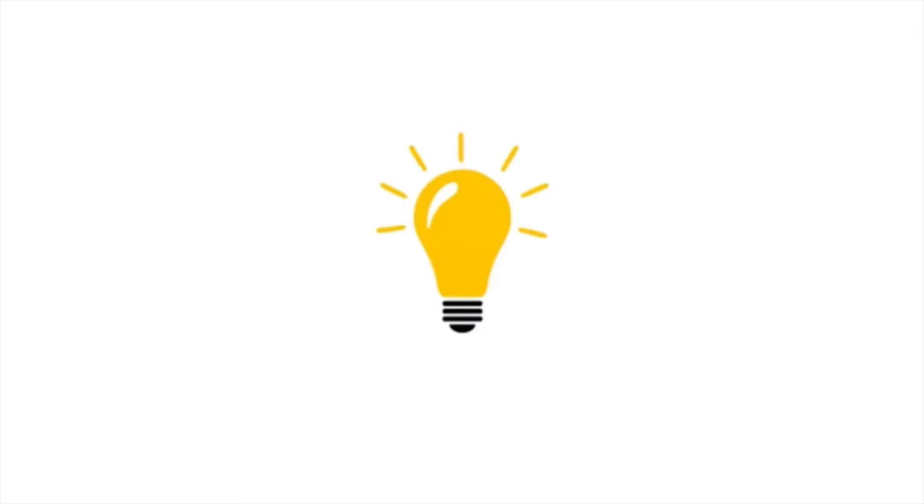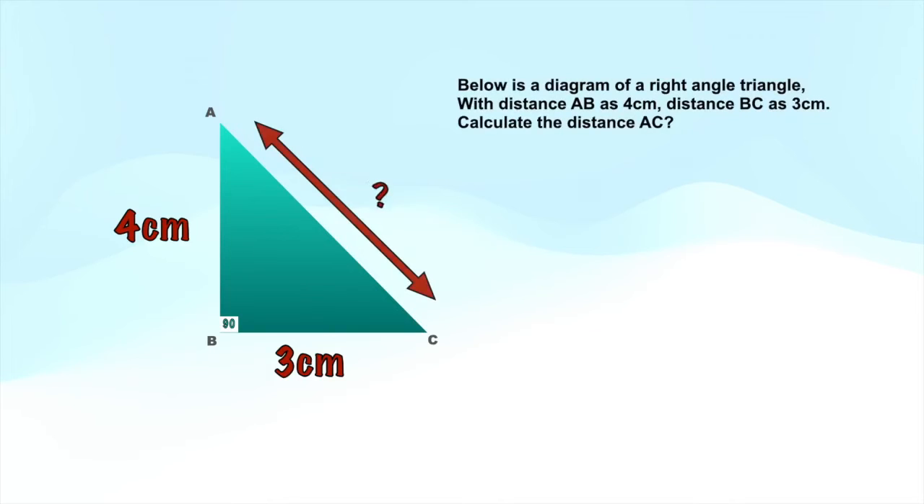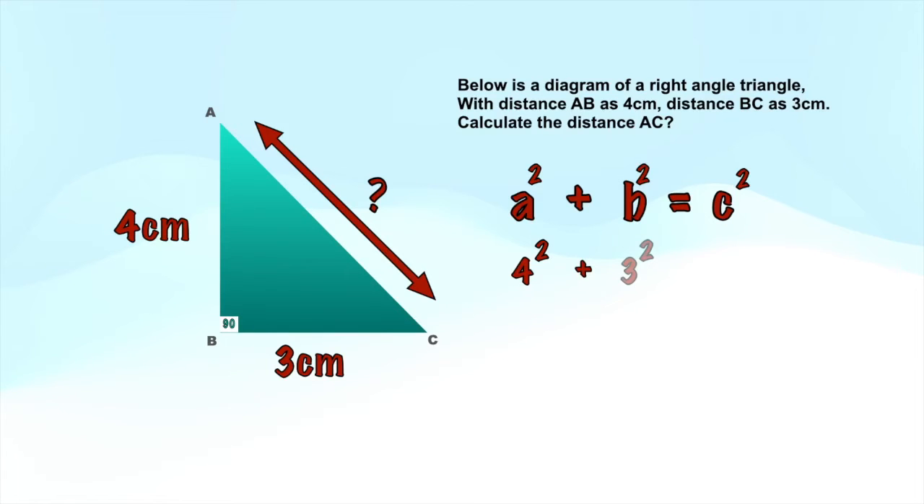Let's try a question. We're given a right angle triangle with length AB as 4 centimeters, length BC as 3 centimeters, and we have to calculate the distance AC. First thing we do is write down the formula, then we substitute our numbers. So A is 4 and B is 3. 4 squared plus 3 squared would equal C squared. 16 plus 9 would give us 25, which is C squared.